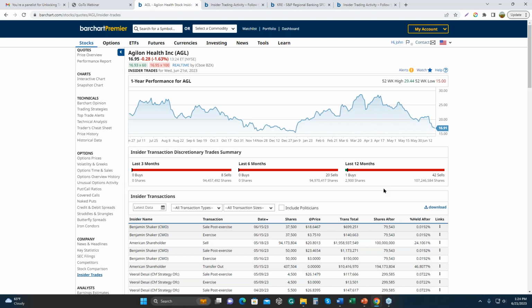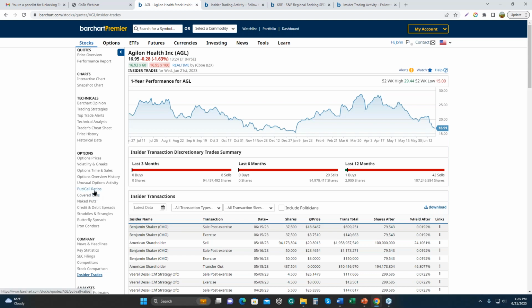Now, what I do see in the last day or so, on June 15th, we have the CMO exercise an option, 37,500 shares, and that represented about half of their holdings. And then they immediately sold those shares out. So again, not a lot of confidence in this trade. Now, how could we use this? Well, maybe start to sell some covered calls or look for some short options strategies.